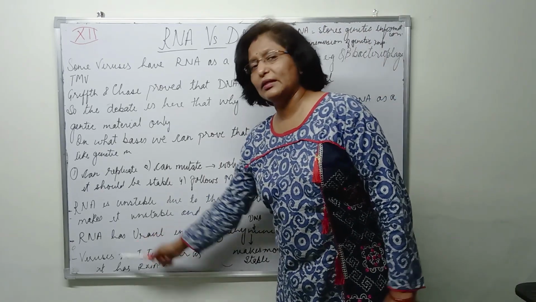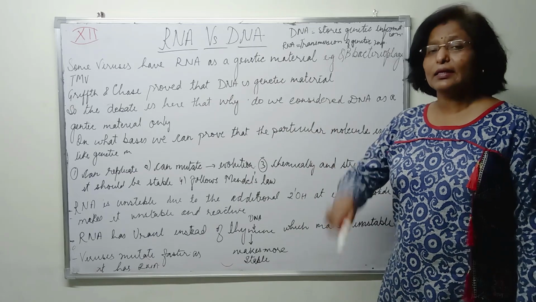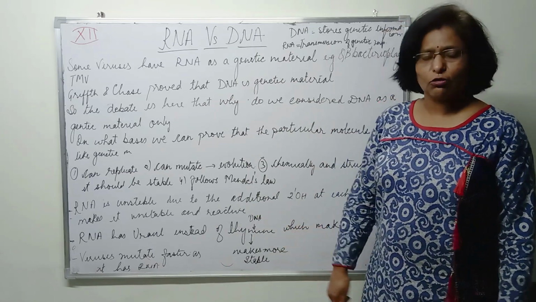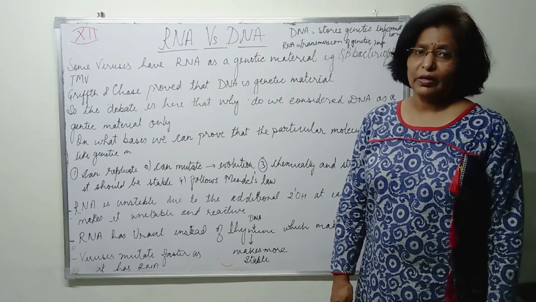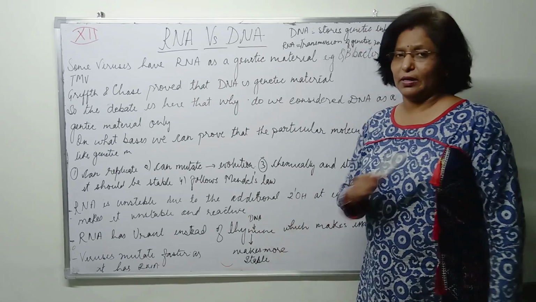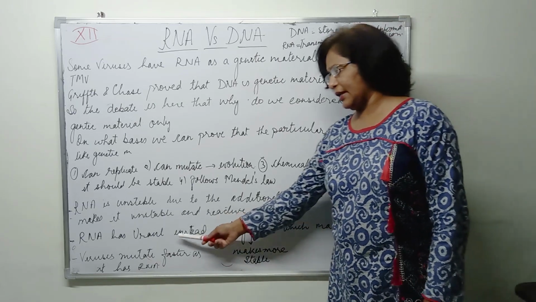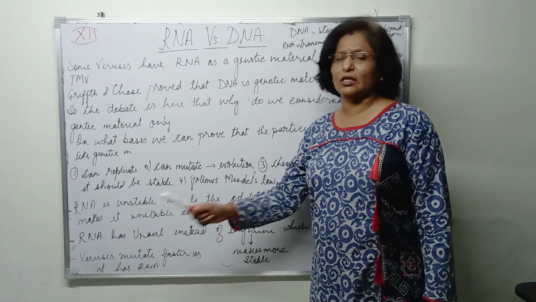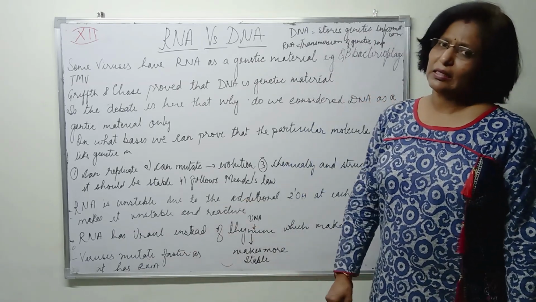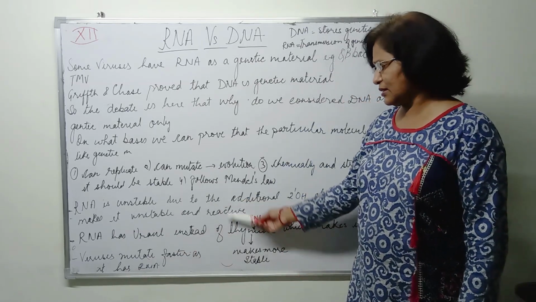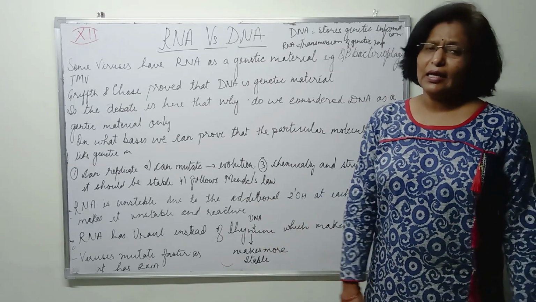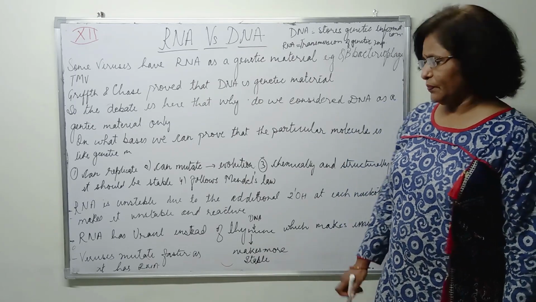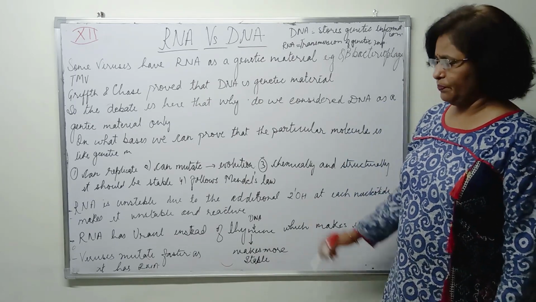Then the second and most important thing: why is DNA stable? Because DNA has the nitrogenous base thymine, which makes it stable. But in RNA, instead of thymine there is uracil, and this uracil makes it reactive and unstable. So these two factors show that RNA is reactive in nature. It acts as a catalyst and not as a genetic material.